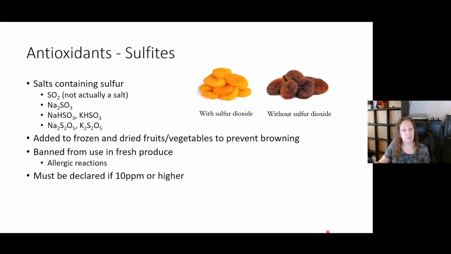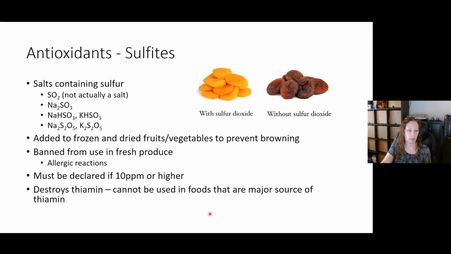The sulfites must be declared if they are 10 parts per million or higher. So if they use them at a level that's less than 10 parts per million, they actually don't have to be on the label. One problem with sulfites is that they do destroy thiamine. And so in any foods that are a major source of thiamine, sulfites cannot be used.